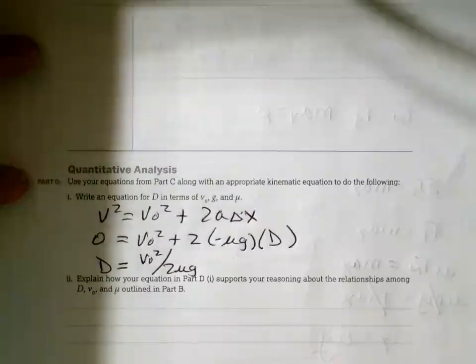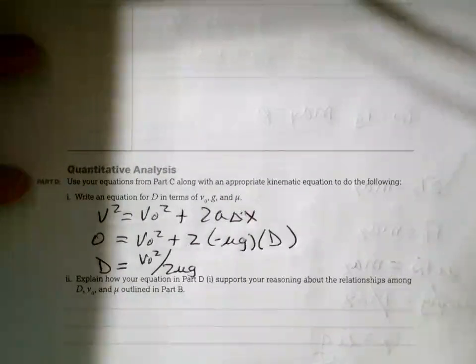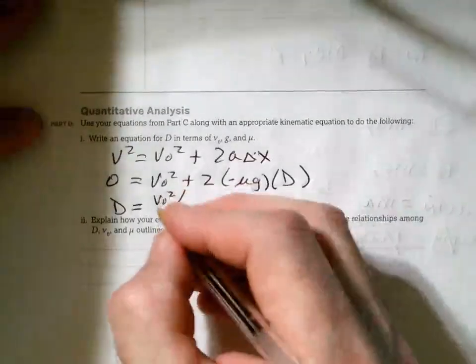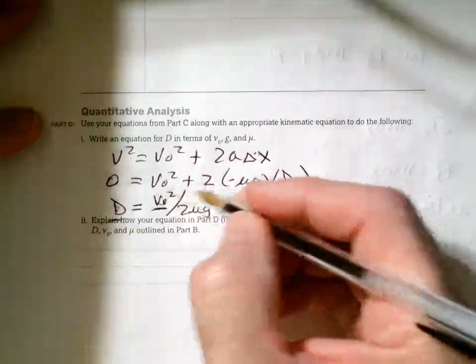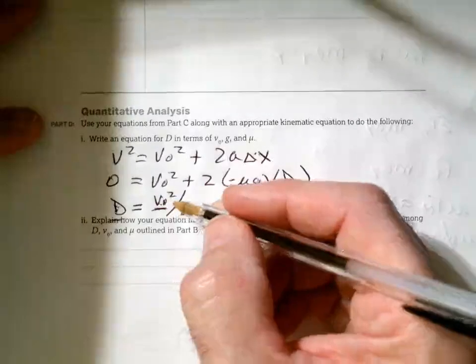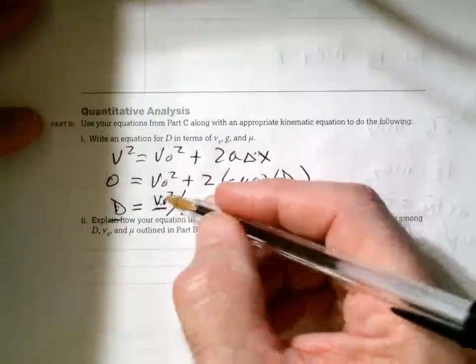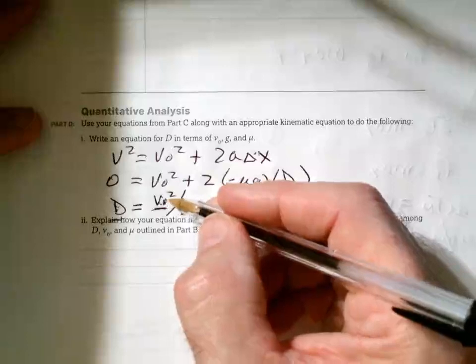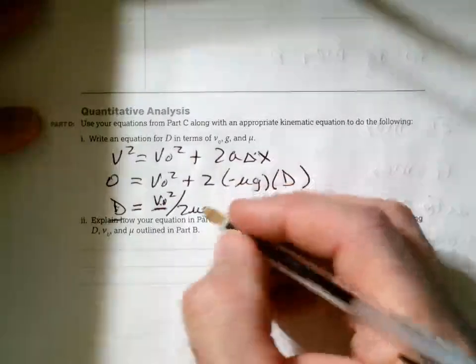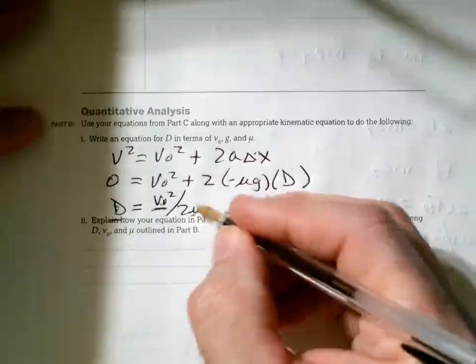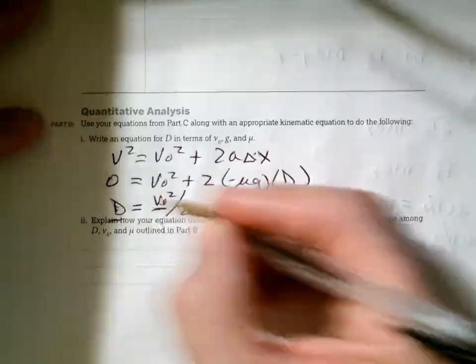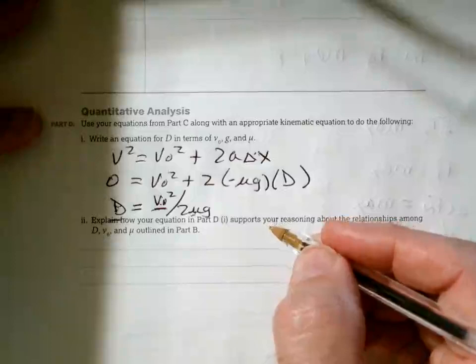How does your equation in part D support your reasoning about the relationships? Oh yeah, so we said before that if we increase the speed, we would increase the stopping distance. These are both on top, so as this increases by the square though, you're really going to increase the distance that it takes to stop. If you double your speed, it's 4 times longer to stop. And how does changing mu? So if mu increases, the coefficient, the stickiness of the road, if this is on the bottom and it increases, that makes that lower. But speed is going to rule.